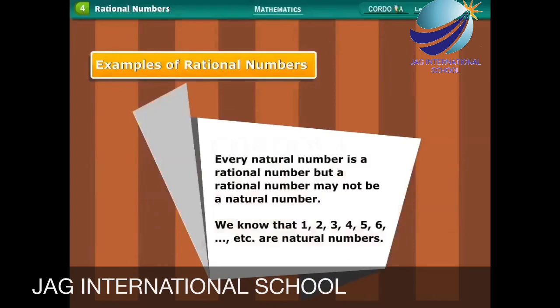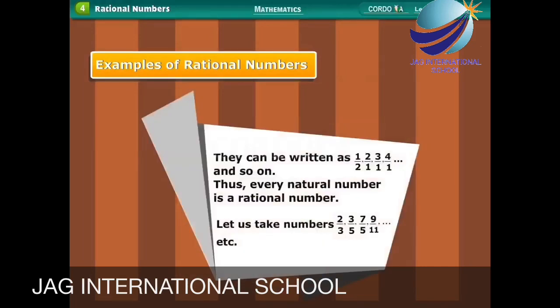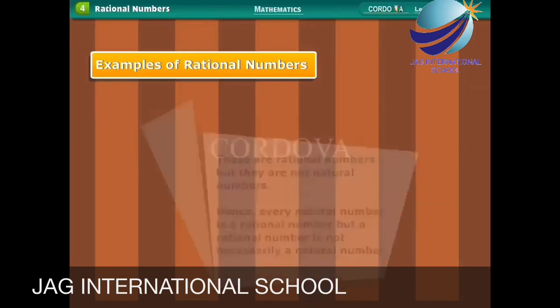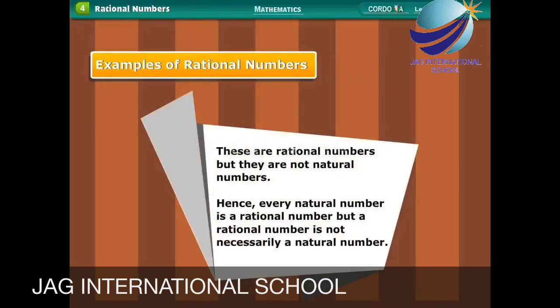Every natural number is a rational number, but a rational number may not be a natural number. We know that 1, 2, 3, 4, 5, 6, etc. are natural numbers. They can be written as 1 upon 1, 2 upon 1, 3 upon 1, 4 upon 1, and so on. Thus, every natural number is a rational number. Let us take numbers 2 upon 3, 3 upon 5, 7 upon 5, 9 upon 11, etc. These are rational numbers, but they are not natural numbers. Hence, every natural number is a rational number, but a rational number is not necessarily a natural number.